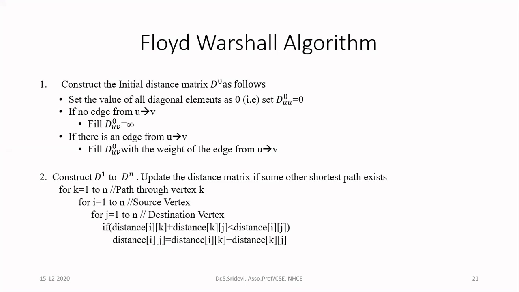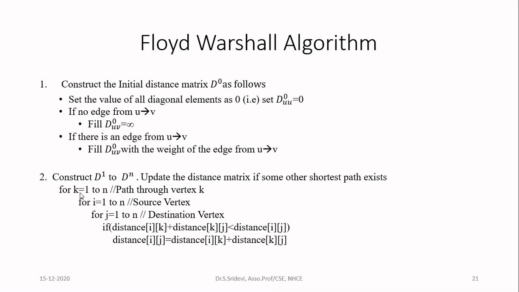So in total, how many matrices are we going to construct? We are going to construct n matrices. Already D0 is over. Now we are going to construct an additional n matrices. For that, I am going to have the outer for loop, for k = 1 to n. The purpose of this for loop is to decide how many different matrices you are going to construct. That is given by this particular for loop.